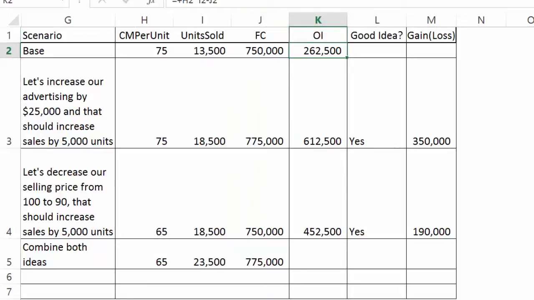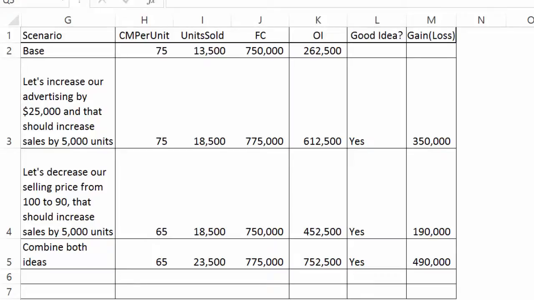And let's go ahead and copy that formula again. And so yes, this looks like a good idea. And the change is $490,000. Now you can go ahead and see if you can solve it a different way, see if you can verify that on your own. Another typical scenario is shifting between fixed costs and variable costs.